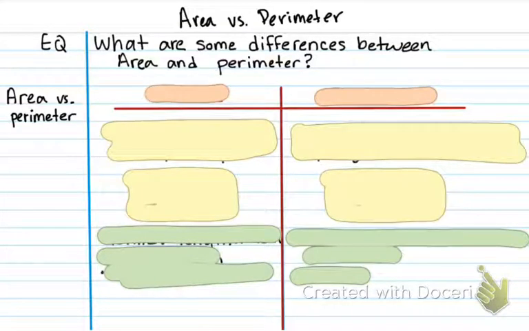Today we're going to be talking about area versus perimeter. So this is going to be a review from last year and probably the year before that. And so the essential question is, what are some differences between area and perimeter?